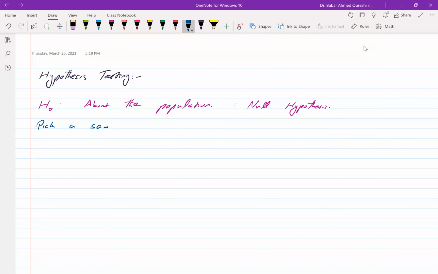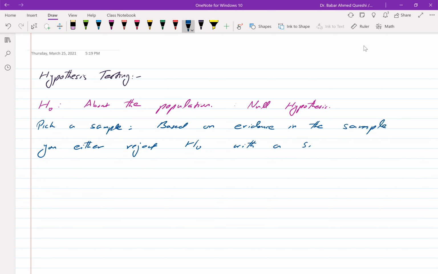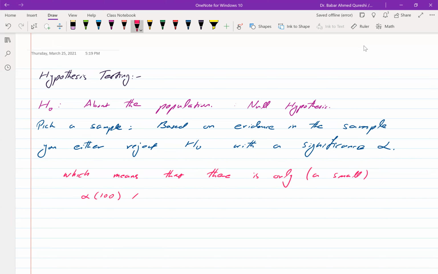So you pick a sample. And based on evidence in the sample, you either reject this hypothesis with a significance alpha, which means that there is only a small, so alpha times 100% probability that H naught is actually true.